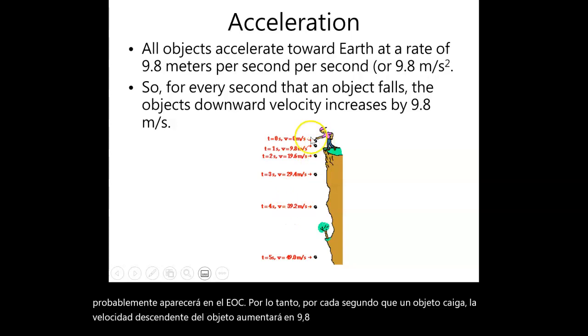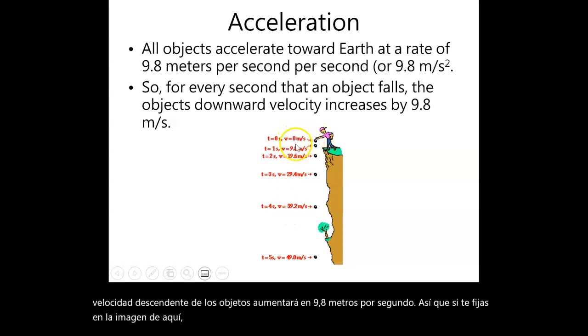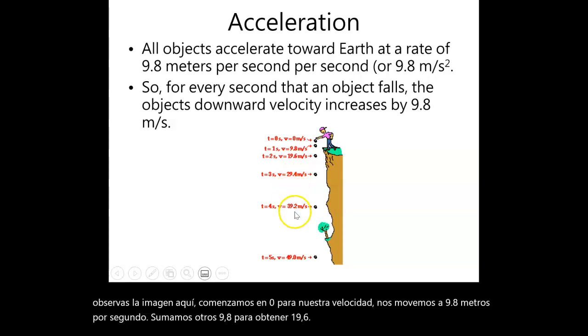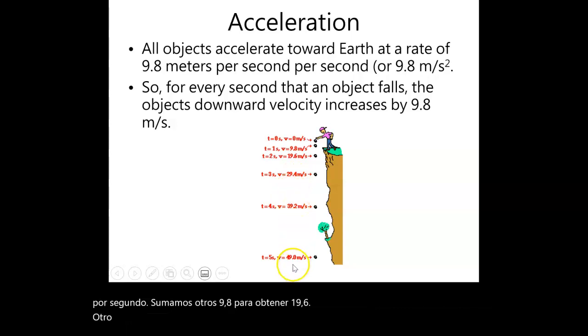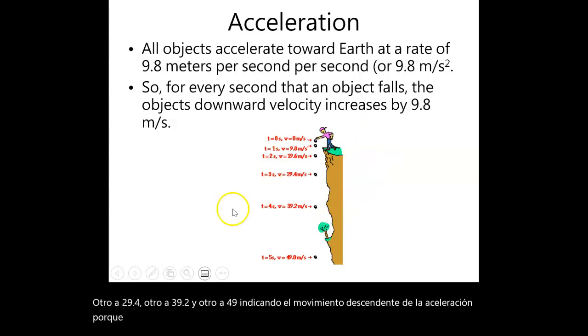So if you notice the image here, we start at 0 for our velocity. We move to 9.8 meters per second. We add another 9.8 to get 19.6, another to 29.4, another to 39.2, and another to 49, indicating the downward motion of acceleration because every second it moves increases by that 9.8.